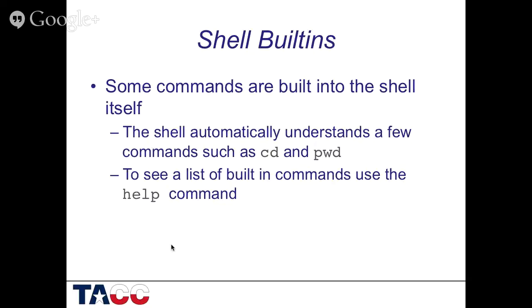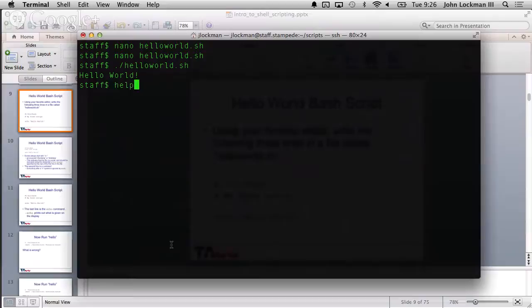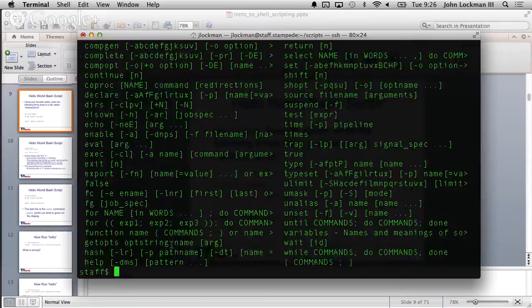So we'll start to talk about some of the built-in functions that are in Bash now. There's a handful of commands that are built into the shell itself, and it automatically understands some of these commands, like cd, pwd, some of the basic commands that you use all the time when we're traversing around in our file system. And if you want to see a list of all of the built-in commands, you can just type help on the command line, and it'll give you a dump of all of the Bash built-in commands here.